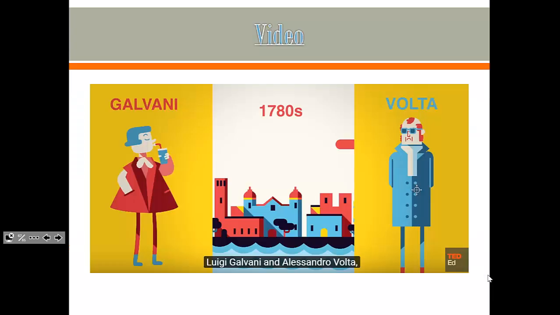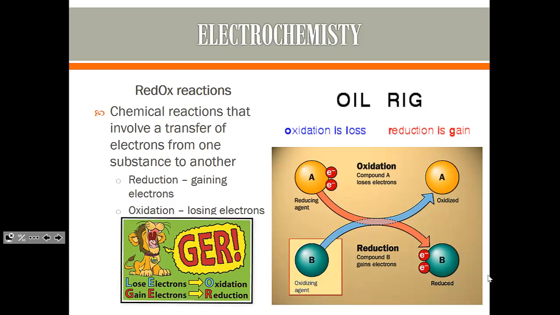The work specifically of Galvani and Voltaire. Voltaire said that redox reactions are reactions in which one element gives up electrons to produce something with a more negative charge. So the element that gives up electrons, the element that loses electrons, is said to be oxidized. It becomes more positive. While the other element that gains those electrons and becomes more negative is reduced.